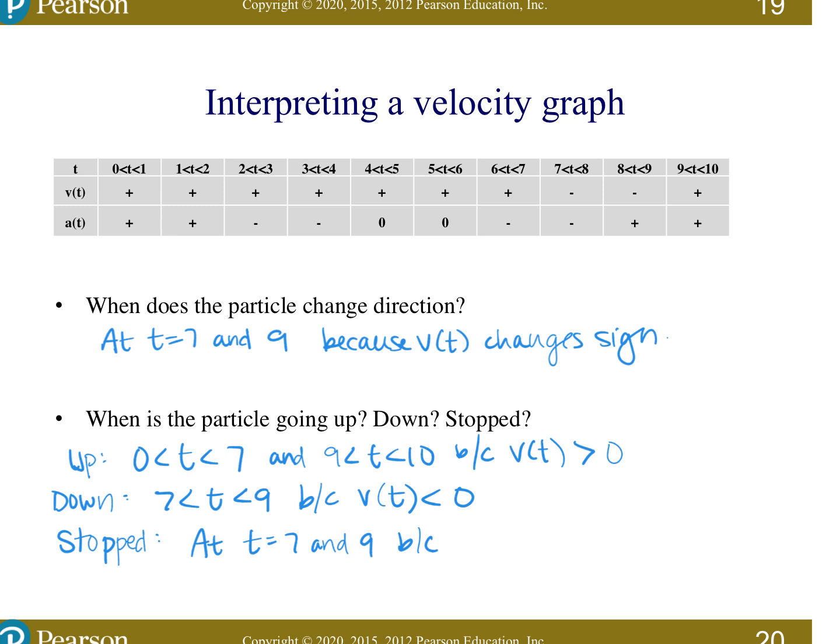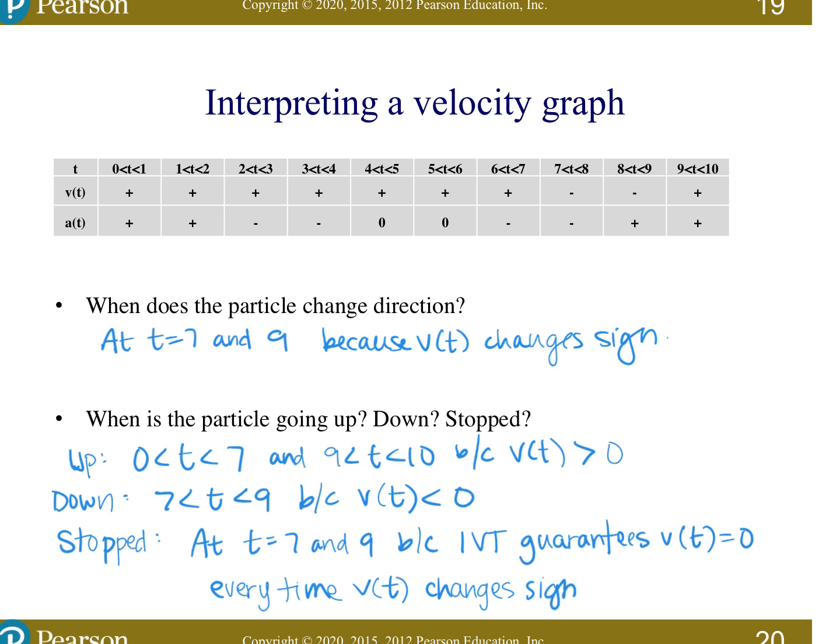Luke: Because of the IVT, it guarantees that within the interval, if a sign changes to the opposite sign, there will be a 0. So the IVT guarantees v of t will be equal to 0 every time v of t changes sign. Is that okay? Am I capturing what you're saying?